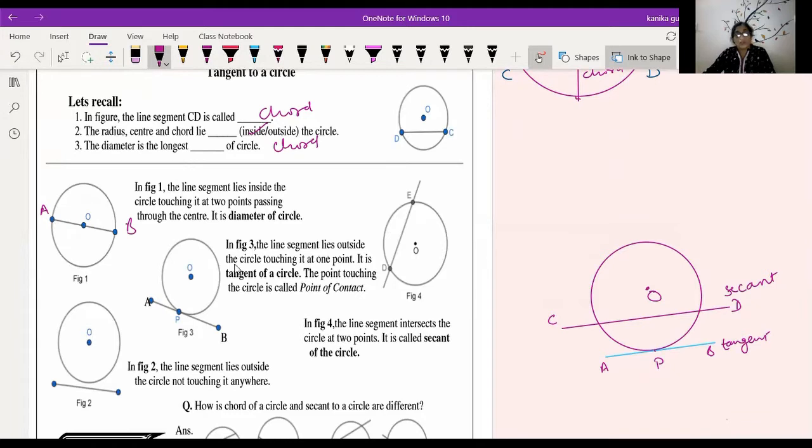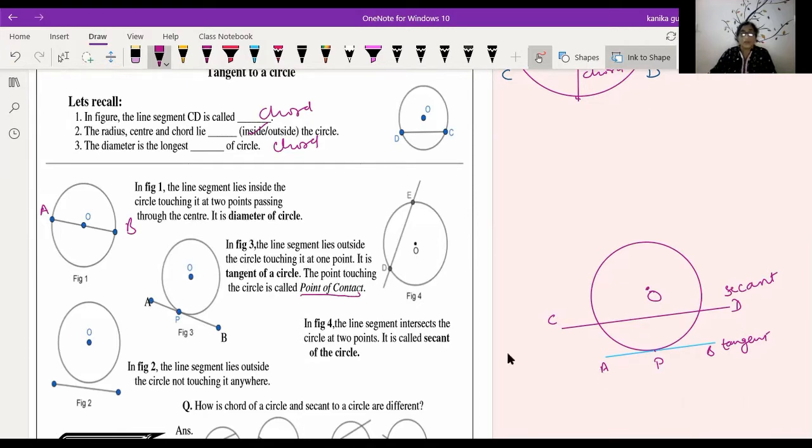Now in this figure number 3, the line segment lies outside the circle and touches it at one point, it is tangent to the circle. Now this line segment touches the circle at one point, here AB, that is the tangent to the circle. And the point on the circle is called the point of contact. Now this point P, that is called the point of contact.